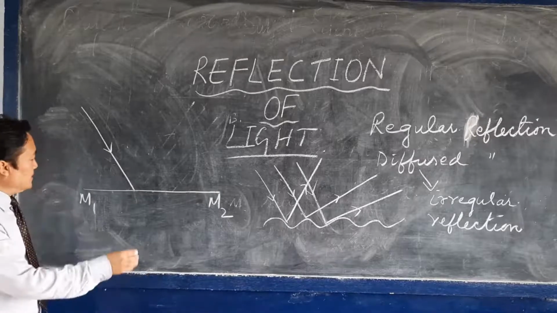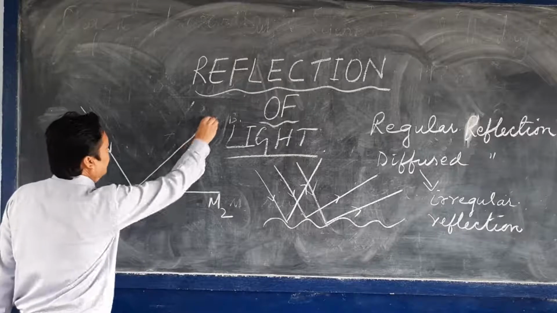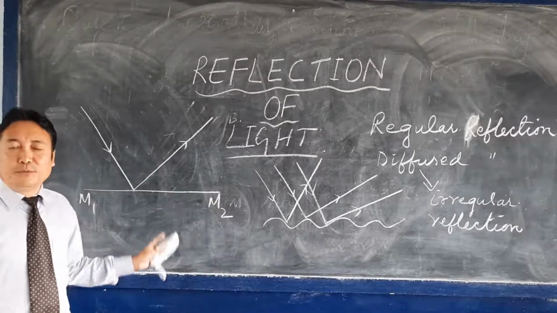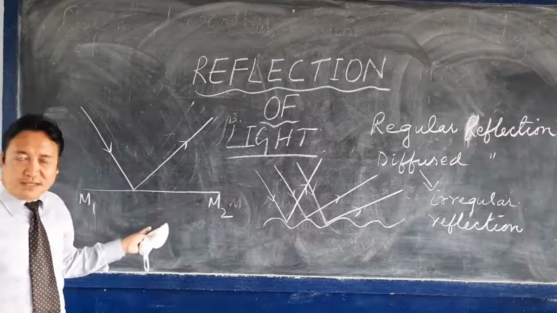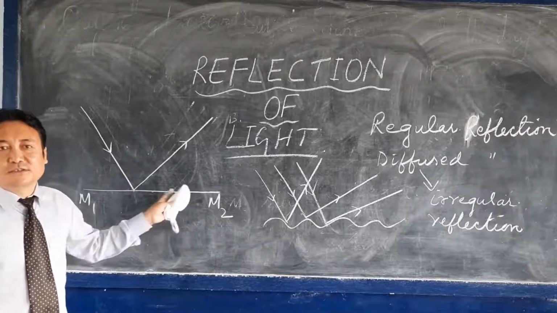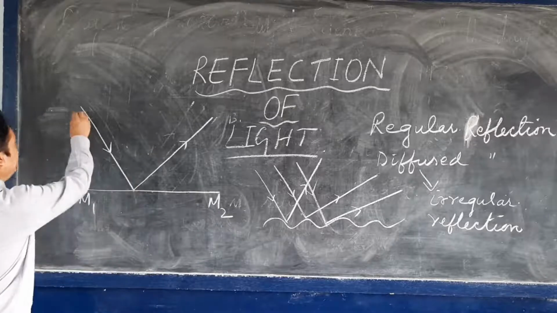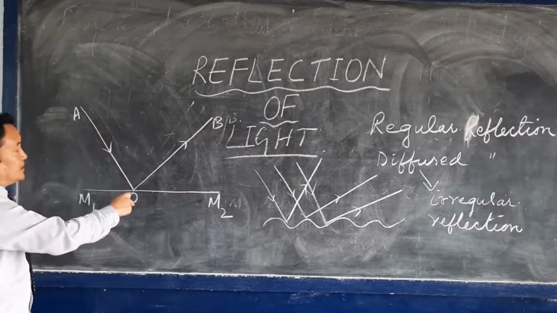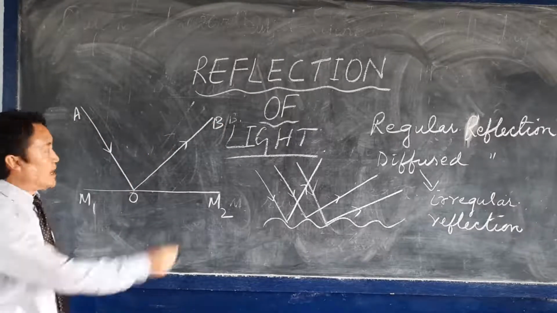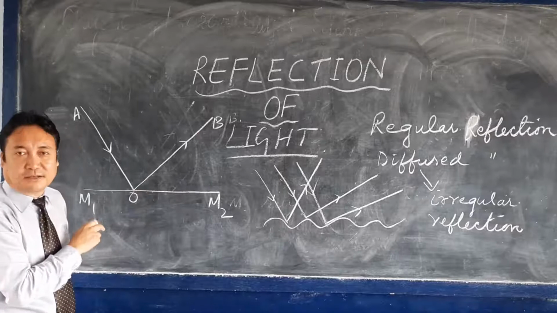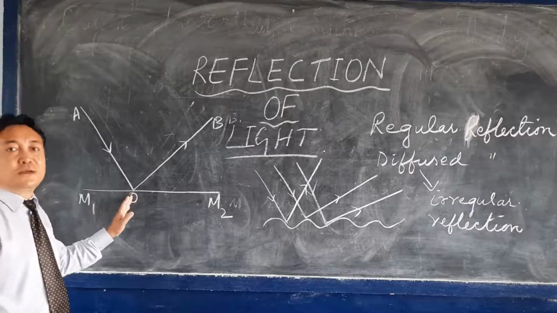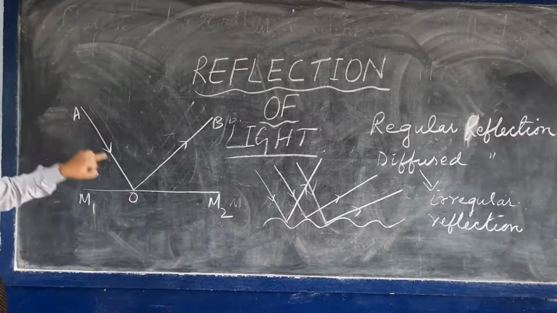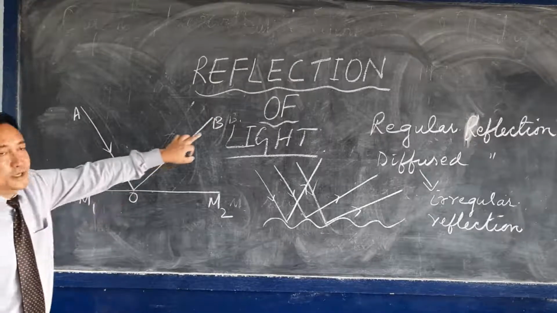And the other one is the reflected ray. The ray of light which bounces back or goes back after striking the reflecting surface is called the reflected ray. So therefore I write it here A, O, B. That means AO is the incident ray, OB is the reflected ray. I cannot say BO is the reflected ray, because the ray of light is going from O to B, it's not coming from B to O. So incident ray is AO and reflected ray is OB.